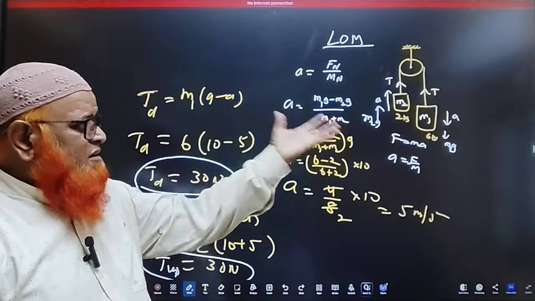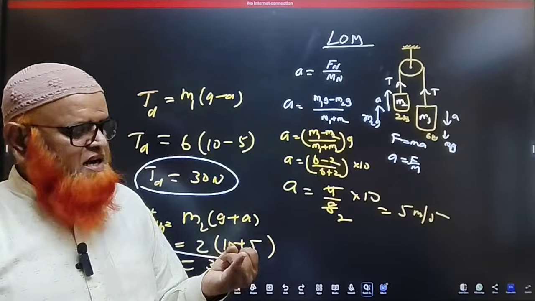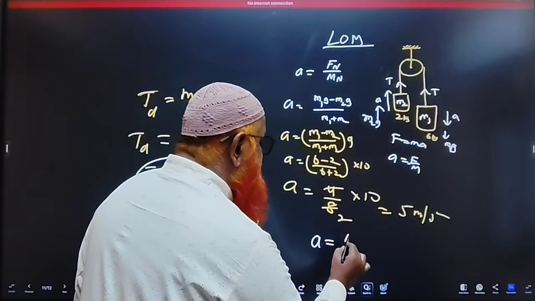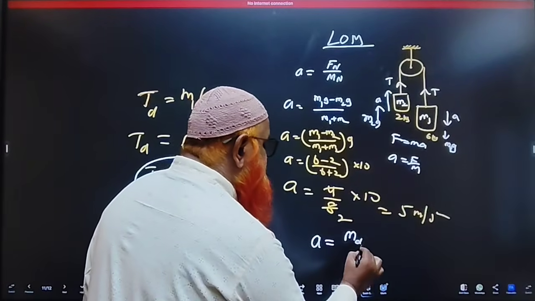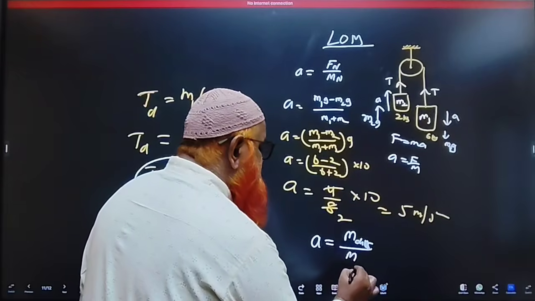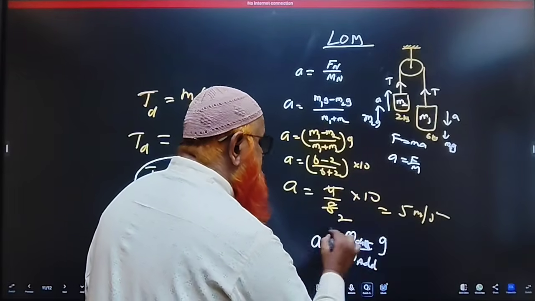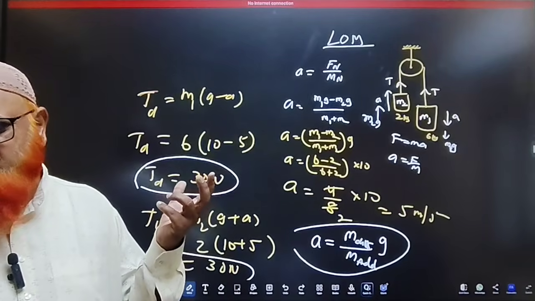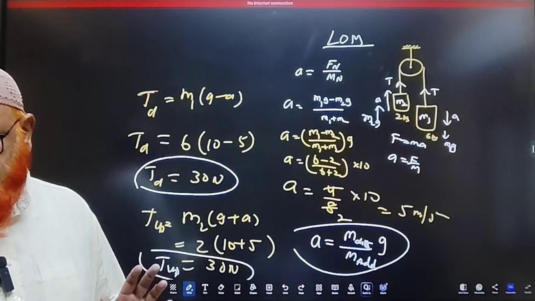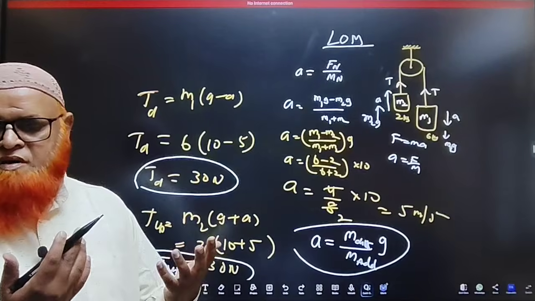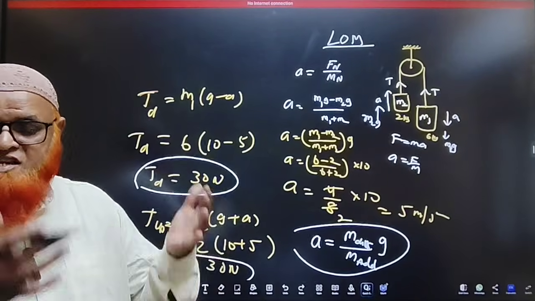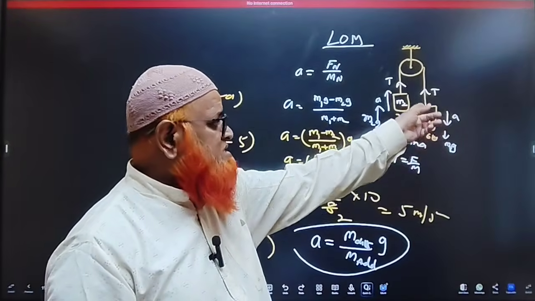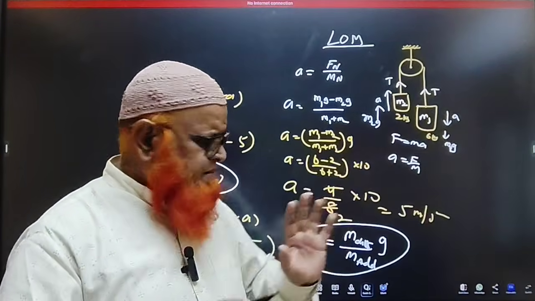So whenever you get this type of problem, sometimes he asks for acceleration, which means net force. I'll tell a simple technique: acceleration is equal to mass difference by mass addition into g. That's the formula. Mass difference divided by mass addition into g, the shortcut of shortcuts. Understood? Tension up is m into g plus a, tension down is m into g minus a, but you should consider only that mass which is coming down, m1. That's it, simple technique.